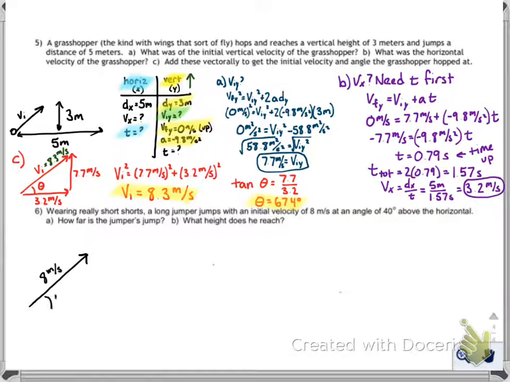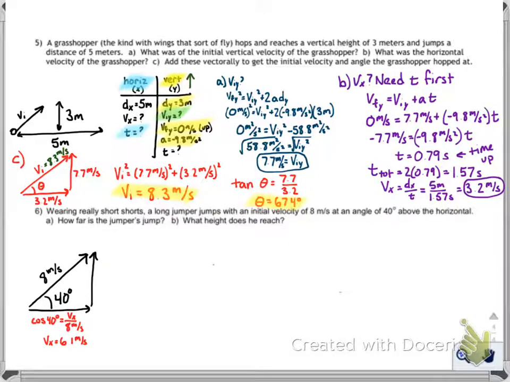So number 6, wearing really short shorts, a long jumper jumps with an initial velocity of 8 meters per second at an angle of 40 degrees above the horizontal. So I went ahead and I drew that first part, and then, as usual, I'm going to break this down into its components. So remember, whenever we're given an initial velocity at some angle, we're talking about the hypotenuse.